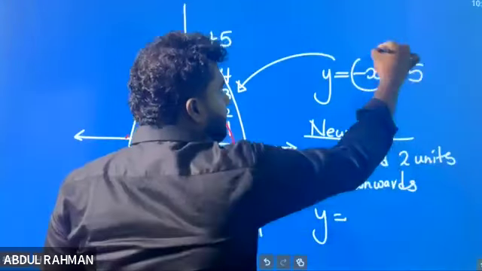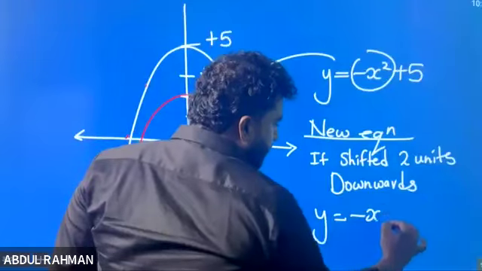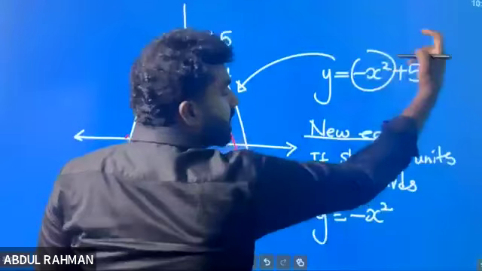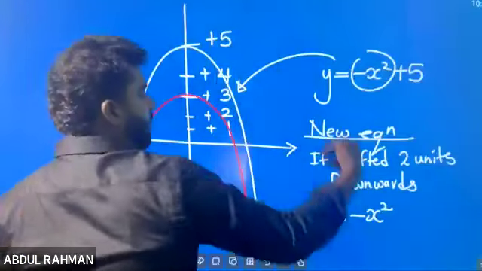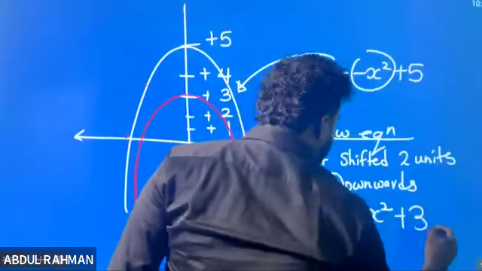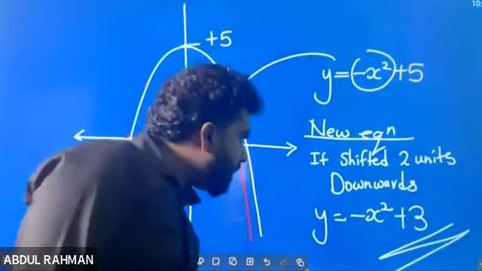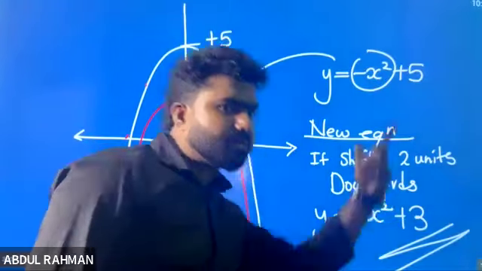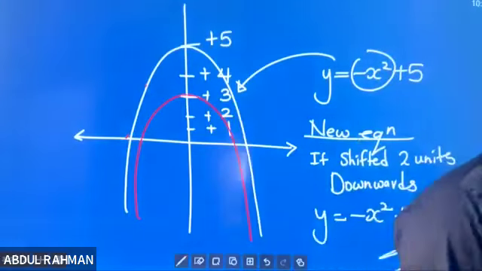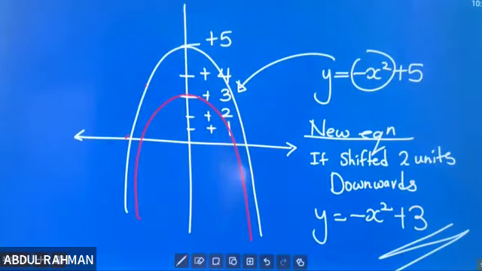Nothing is going to change here. The same thing is going to come, but the turning point is going to change. What is the turning point? +3 is my turning point. So my new equation of the graph is what? y equal -x squared +3. Is that clear? Give me a thumbs up now.